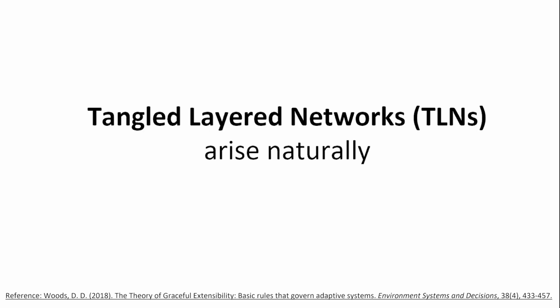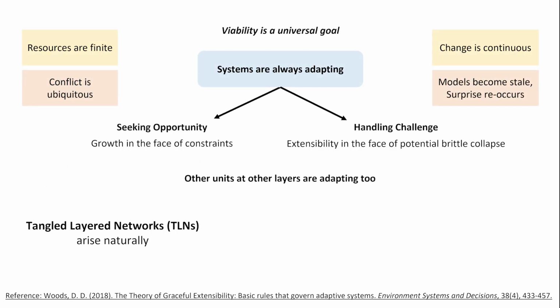Tangled layered networks, or TLNs, arise naturally given the basics that we've laid out so far. Resources are finite. That means conflict will be ubiquitous. Change is continuous. So the models on which we base our developments and improvements to handle variation in the world, right, will become stale, and surprises will happen at the boundaries.